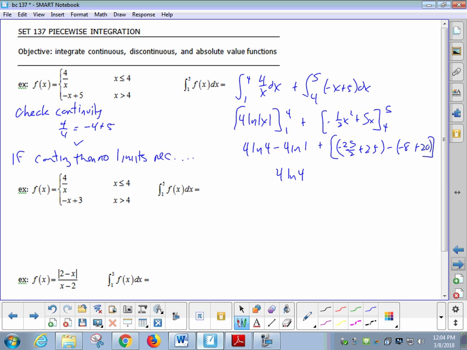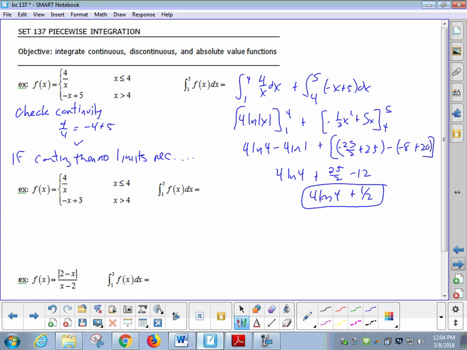That's okay. What is negative 25 halves plus 25? 12.5. And the other part is minus 12. So 4 natural log of 4 plus a half. Do you agree? Yes? Okay. All right then.